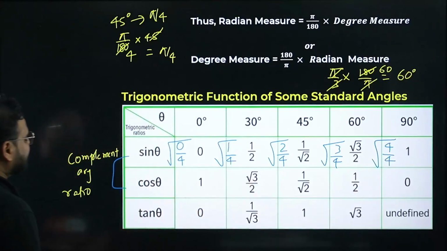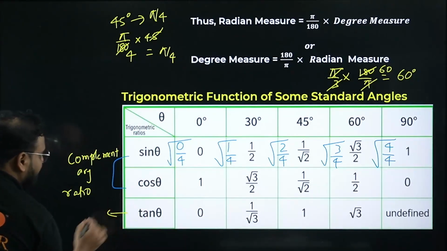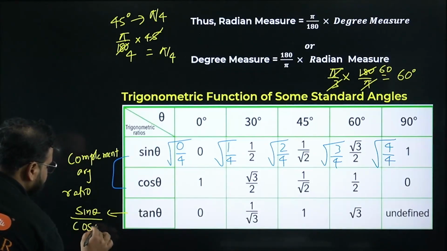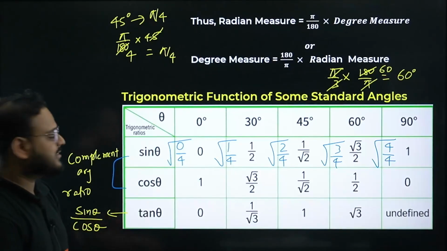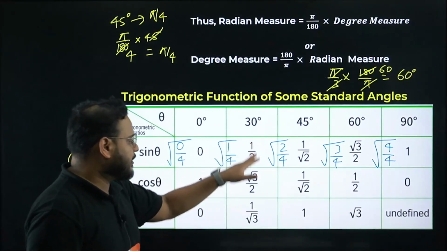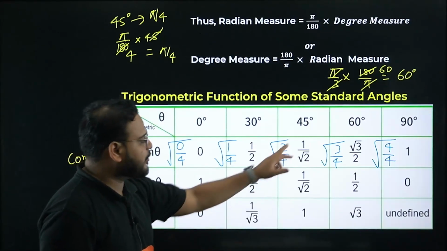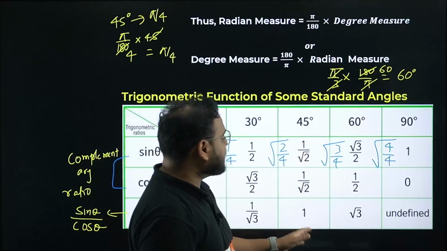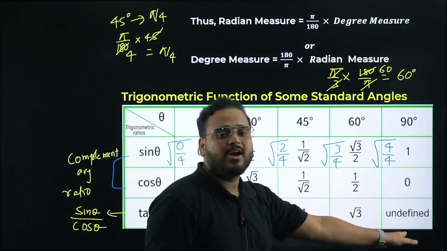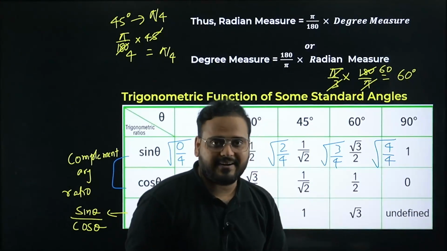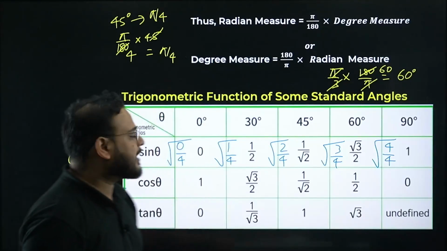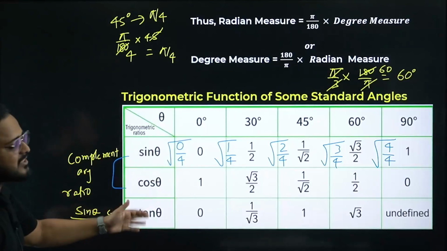What about tan, sir? Tan is very simple. Tan is the ratio sine theta by cos theta. That's how we define tan theta. 0 by 1 is 0. If you divide these two, you're going to get 1 by root 3. Divide over here, you're going to get 1 because it's the same thing. Or you're going to get root 3 in the numerator. And this will be undefined because 1 by 0 is not defined. 0 cannot be in the denominator, right? This is simply infinity.